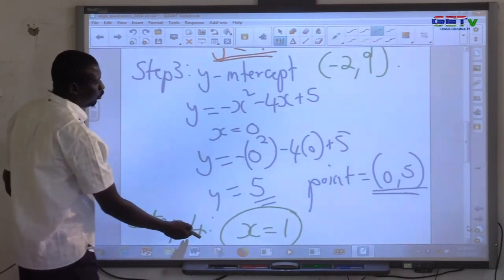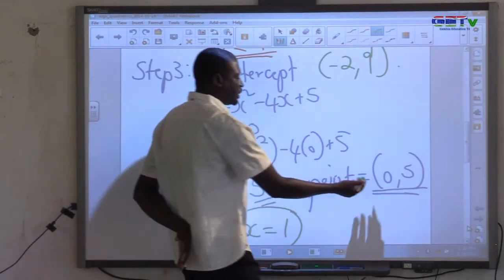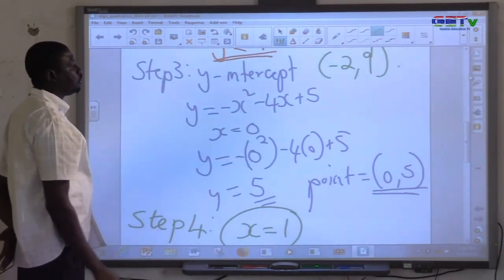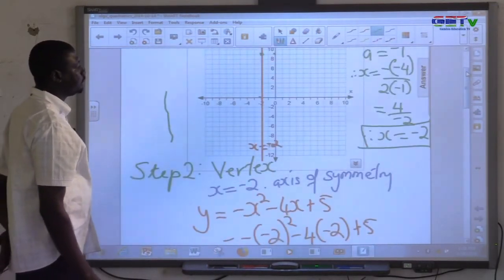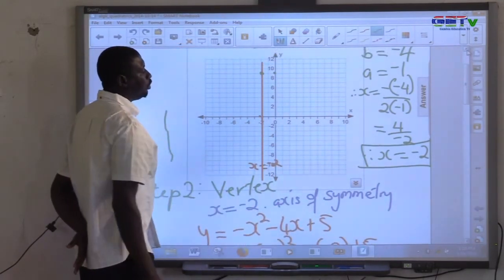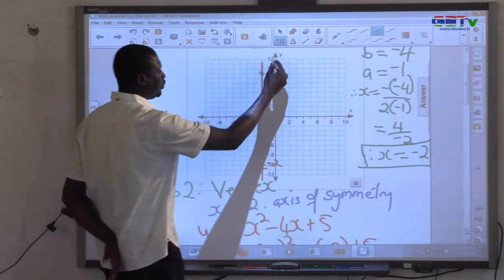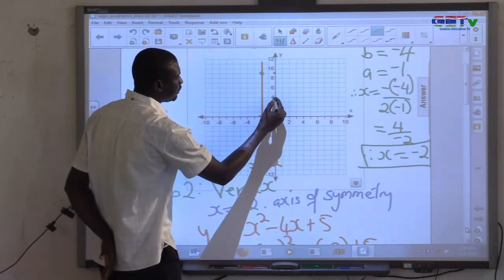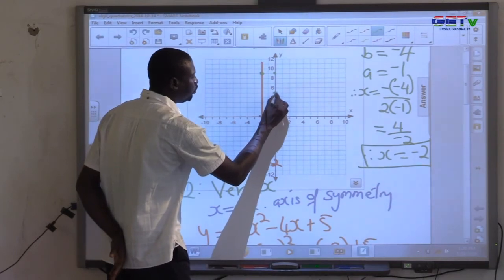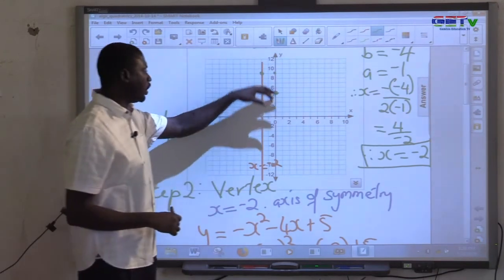Step 3, the y-intercept. The y-intercept is when x is 0, y is 5. So if you go back to the graph, the coordinate point 0, 5, when x is 0 on this line, y is equal to 5. X is 0, y is 5. That is at this point there. This coordinate point is x is 0, y is 5, between 4 and 6.